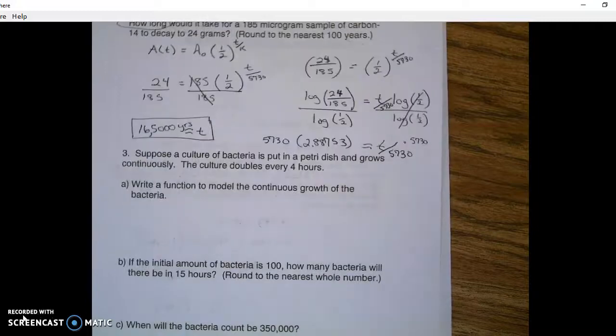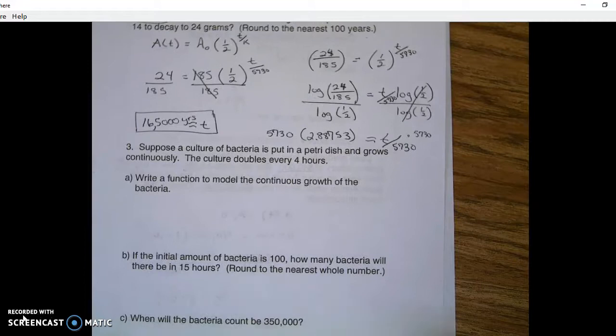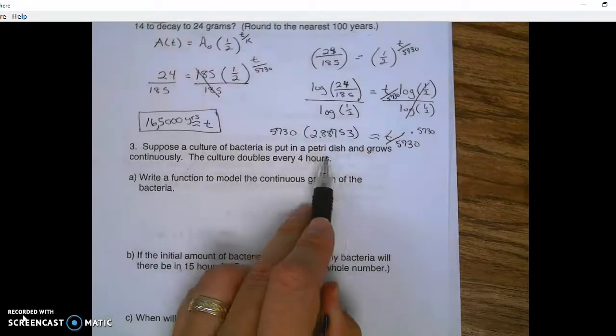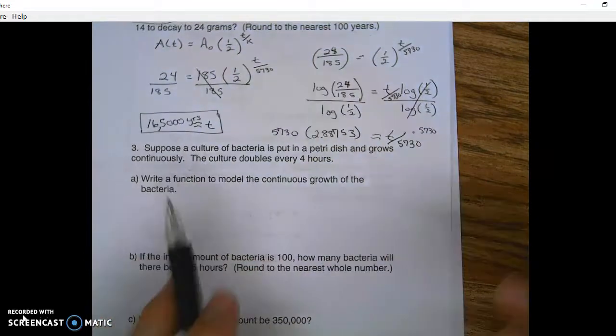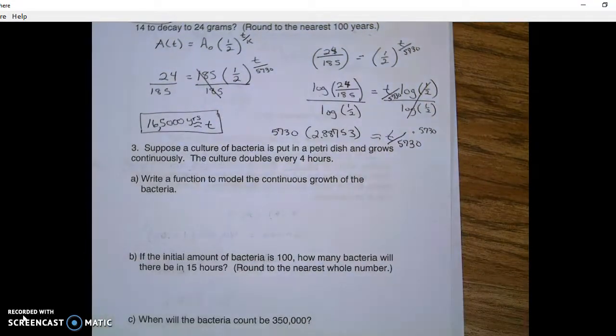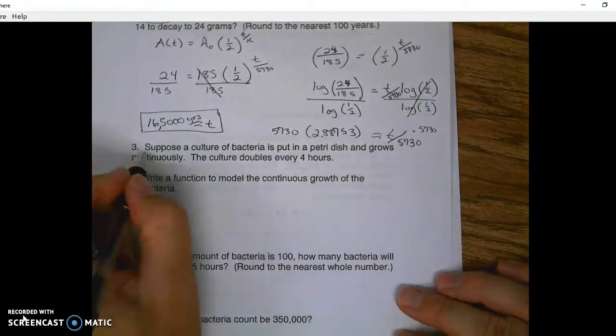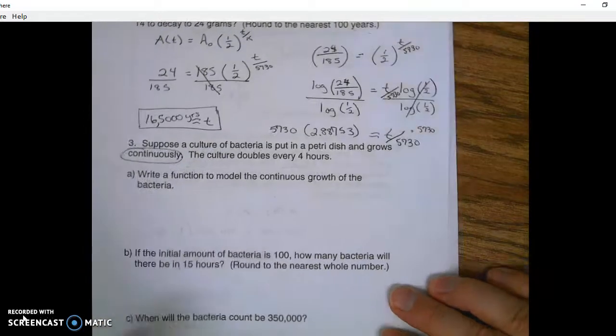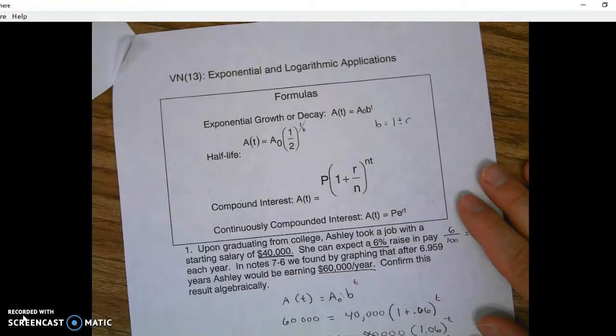Okay, let's take a look at number 3. We'll see how far we get before time runs out. We've got about 1.5 minutes left. Suppose a culture of bacteria is put in a petri dish and grows continuously. Oh, do you hear the bells ringing? Ding, ding, ding, ding, ding. Continuously. Which formula should we use?